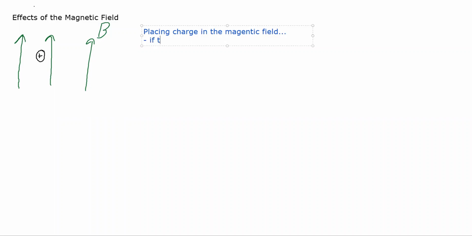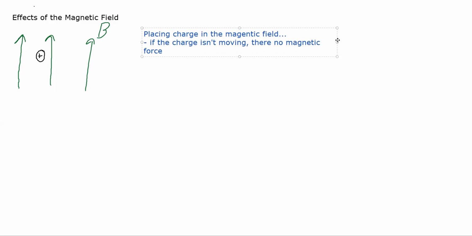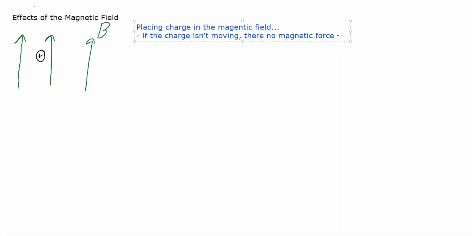So if the charge isn't moving, which is the case now, there is no magnetic force. So nothing happens to that charge. If that charge is not moving, it's just stationary, then guess what? It's just going to stay stationary. Doesn't move, doesn't feel a force, nothing.